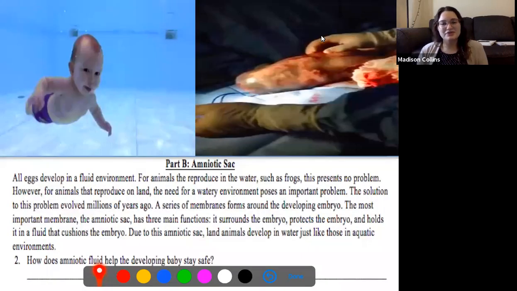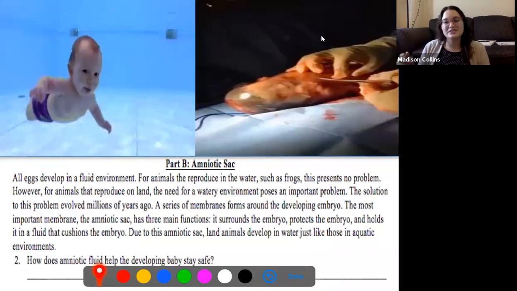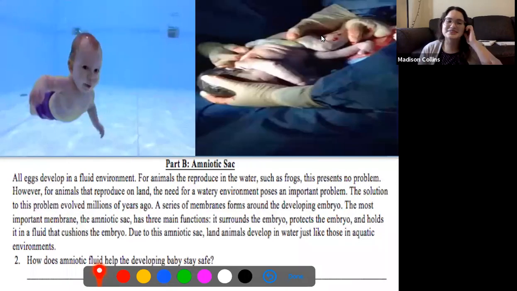All right, next up, we're going to talk about the amniotic sac. I know you might be wondering what the heck is happening in these two images, but bear with me. We're going to read through this passage first, and then I'll return to what's actually happening in these GIFs.